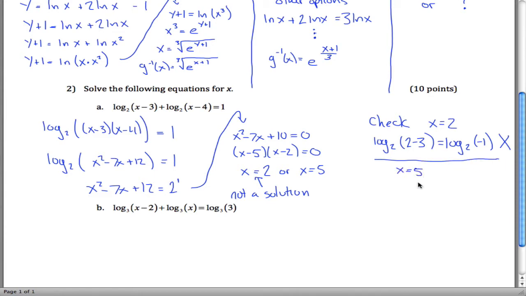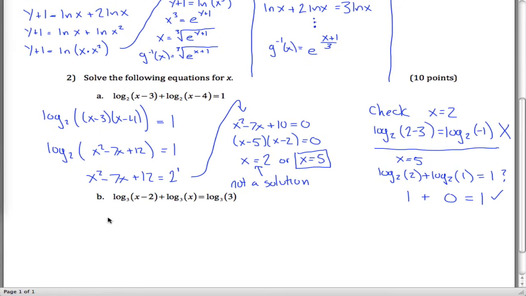X equals 5, we get log base 2 of 5 minus 3, which is 2, plus log base 2 of 5 minus 4, which is 1. And we're saying that equals 1. Well, log base 2 of 2 is 1. Log base 2 of 1 is 0. 1 plus 0, in fact, does equal 1. So this one is a solution. So our final answer would just be x equals 5.